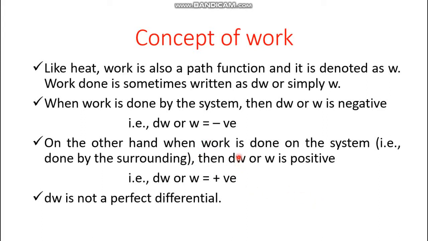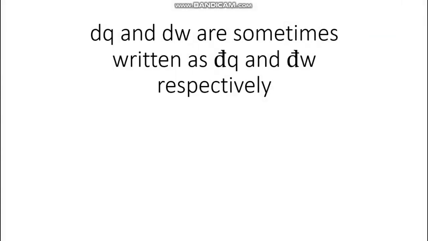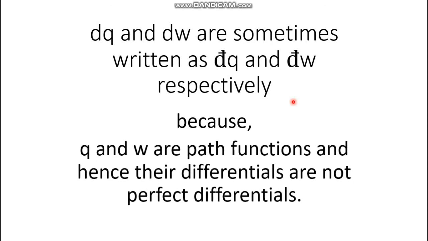And definitely, since W is a path function, dW or delta W is not a perfect differential or an exact differential. Now let's put another point: dq and dW are sometimes written as d cross q and d cross w respectively. Why? The reason is simple: Q and W are path functions and hence their differentials are not exact differentials. That is why dq is sometimes written as d cross q and dw as d cross w.